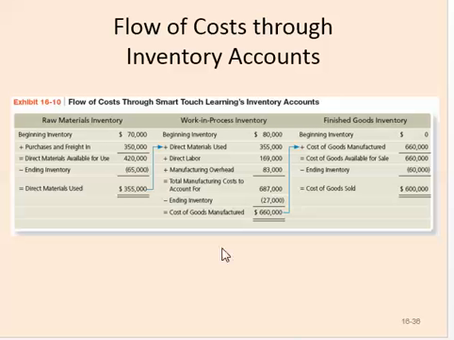So let's start and look specifically at raw materials inventory. So we start with our beginning balance, and then we add in purchases or freight, and then we subtract the ending inventory balance, and that will tell us how much direct materials were actually used. And then the cost of those direct materials flows into our work in process inventory account, and that gets added to the beginning balance.